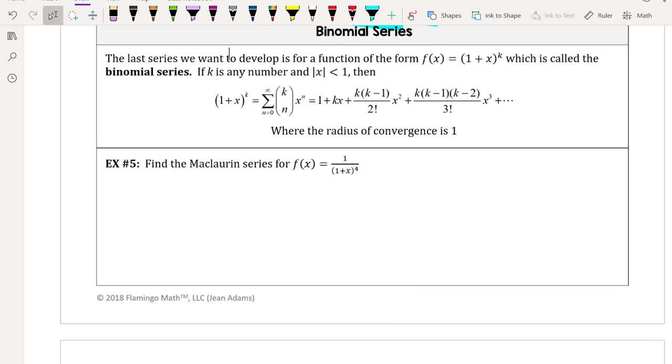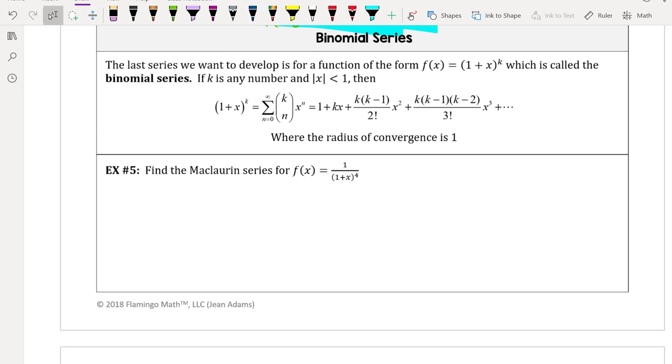Okay, so several times in your math history you should have heard about the binomial series, which is a way to write out any polynomial. So we're going to try to develop the binomial series from the idea that this is what you use the binomial series for. Anytime that you have a function in the form of (1+x)^k, we can write it out in this form.